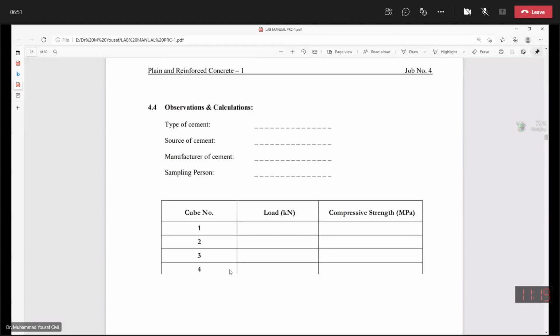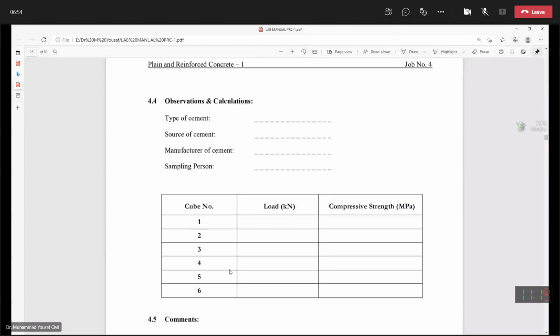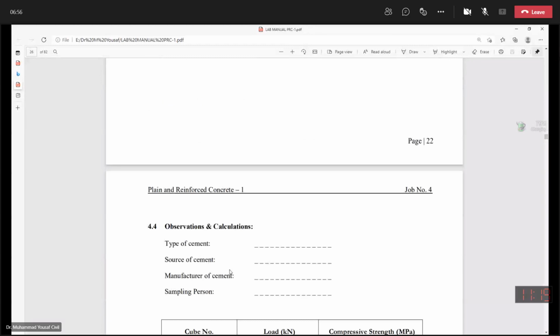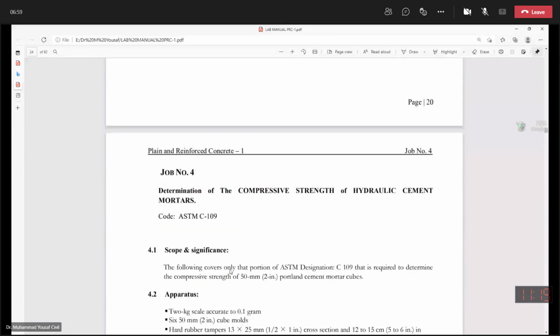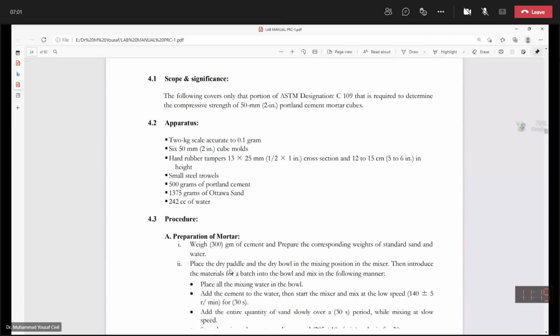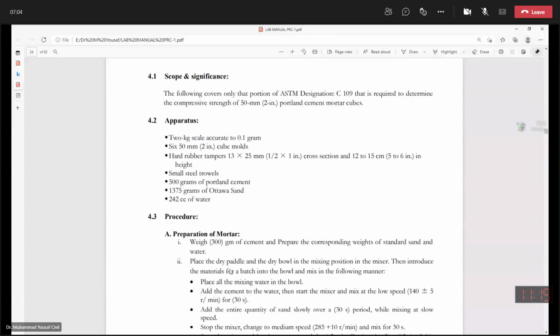Last time the compressive strength of the cement mortar was discussed. I told you in the beginning that the PRC lab has been devised to focus on the determination of the different properties of all the ingredients, specifically the basic ingredients like cement, sand, coarse aggregate, and similarly water.